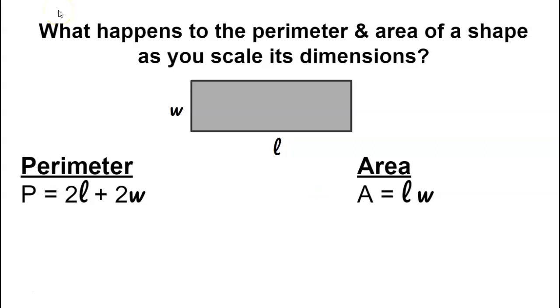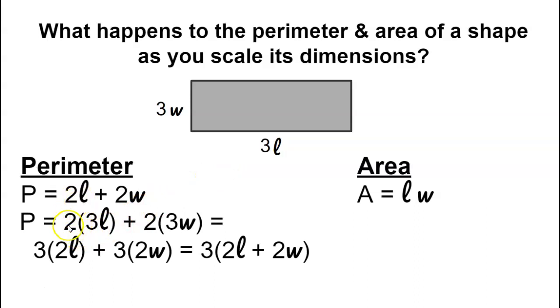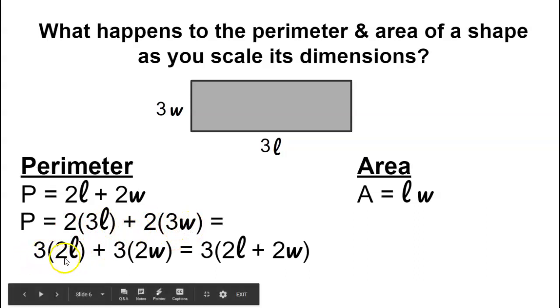Let's look and see what happens when we triple the dimensions instead of doubling the dimensions. So if I'm going to triple the dimensions, I still would do 2 times 3L, now that my length is times 3, and 2 times 3W. We know the commutative property says it doesn't matter what order we multiply those in, so we could say 3 times 2L plus 3 times 2W, and that would be the same thing. And then if we factor out that 3, we see that the original perimeter, 2L plus 2W, has been multiplied by 3. So if we triple the dimensions, we triple the perimeter.